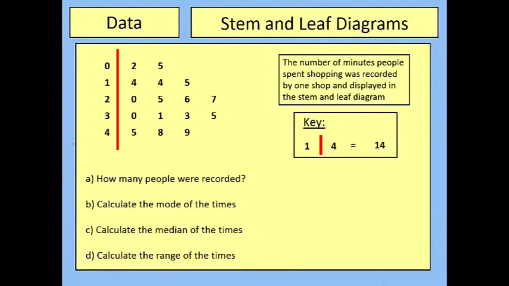Here's a very similar question for you to have a go at. Press pause, and then when you like the answers, press play, and I'll show you what they were.